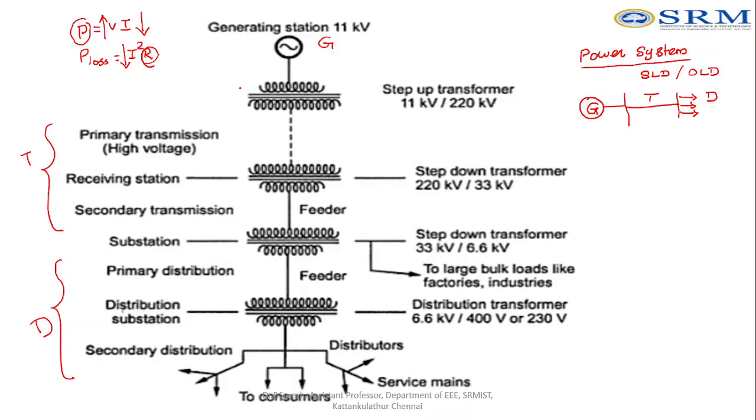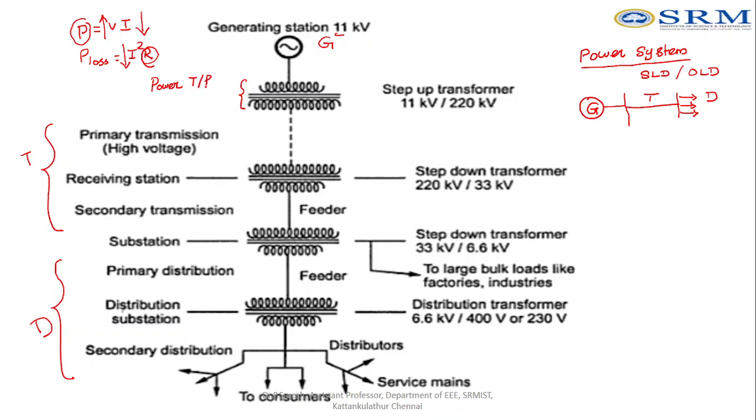For increasing the voltage, I have to connect a transformer. This is the step-up transformer. We can see here, we are generating 11 kV, and this 11 kV is increased to 220 kilovolt. An enormous amount of voltage is increased, so obviously the current is reduced. This transformer is also called the power transformer.